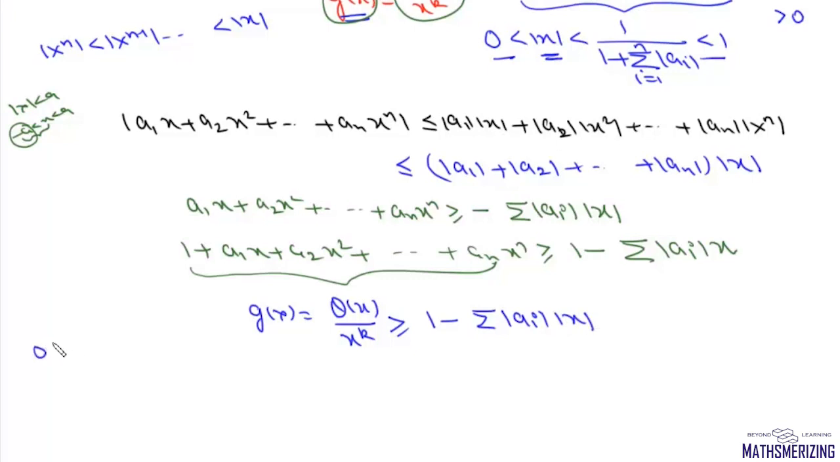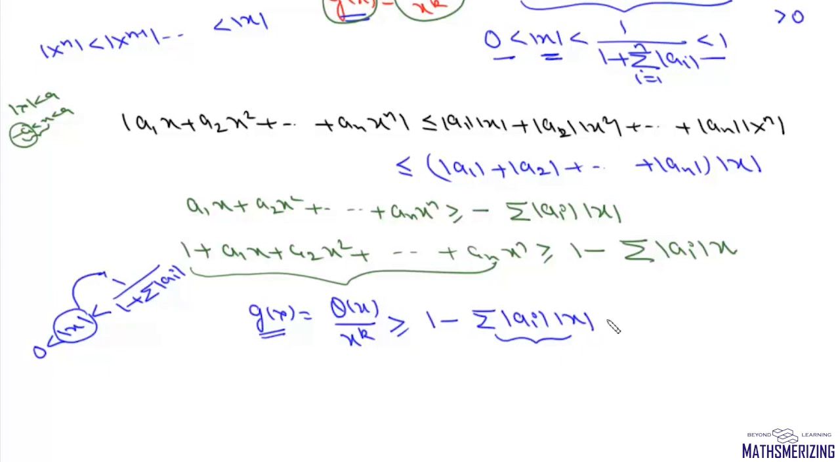And the question says we need to prove that if mod x lies between 0 and 1 upon 1 plus summation mod ai, then this gx is greater than 0. So the minimum value of this gx will occur when the value of this expression is maximum, and the value of this expression is maximum when the value of x is maximum. So the maximum value of mod x is 1 upon 1 plus summation mod ai.